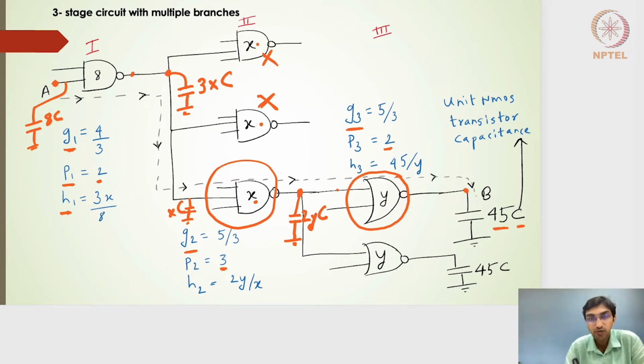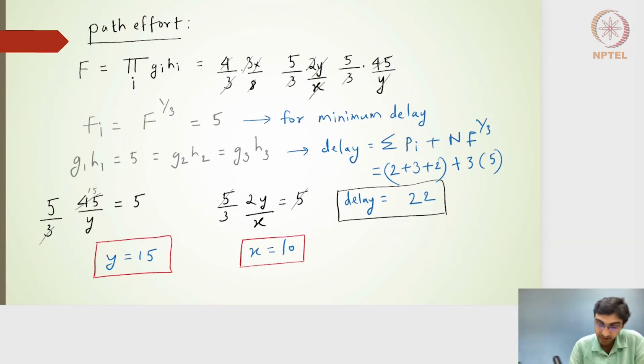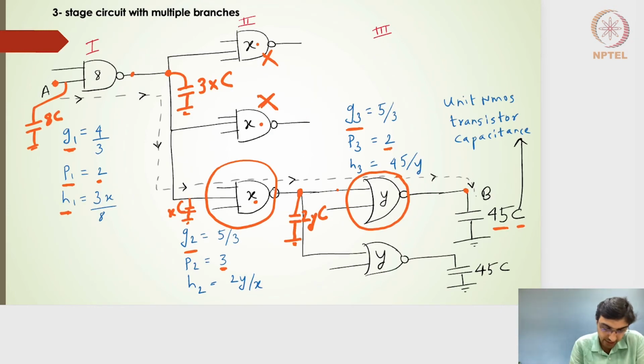Moving forward, so now I have a G value, P value and H value. So the overall normalized delay will be nothing but the summation of Pi plus Gi Hi. Right. So that will be the overall delay. So that is something I might have written somewhere. If not, I will write it down here.